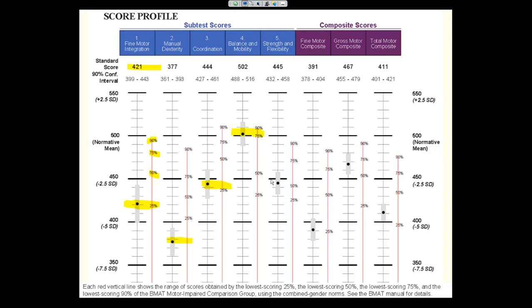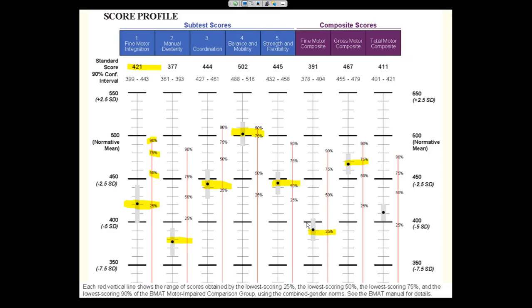When we're looking at 445 for strength and flexibility, we do see then, again, this is just about the lowest scoring 50th percentile for the motor impaired group. When we look at the composite scores, we do see some real differences here. We see that Mary's fine motor skills are a good bit lower than her gross motor skills.